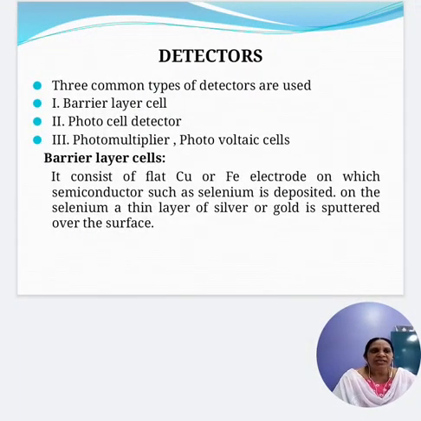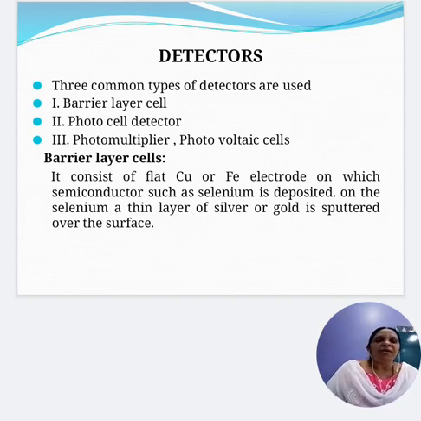Then coming to the detectors. We have seen the first stage is the radiation source, the second stage is the monochromator, the third stage is the sample container, and the fourth is the detector. There are three common types of detectors used. The first is the barrier layer cell, the second is the photocell detector, and the third is the photomultiplier or photovoltaic cell. Most commonly, photomultipliers are used.